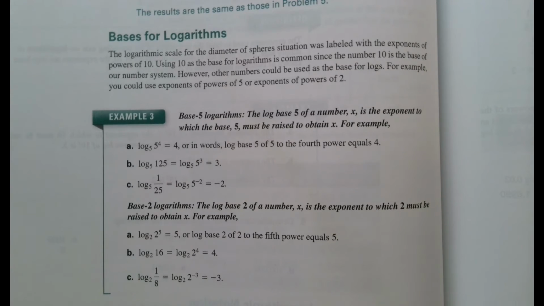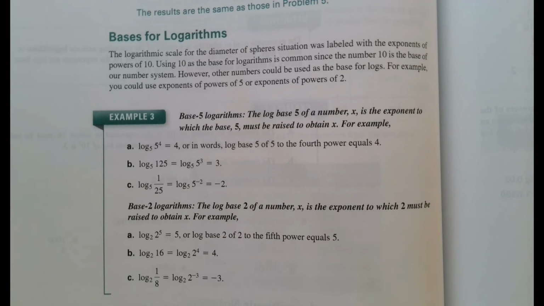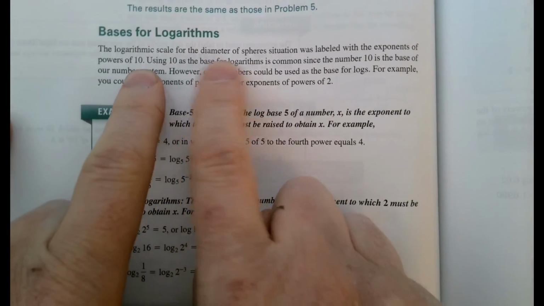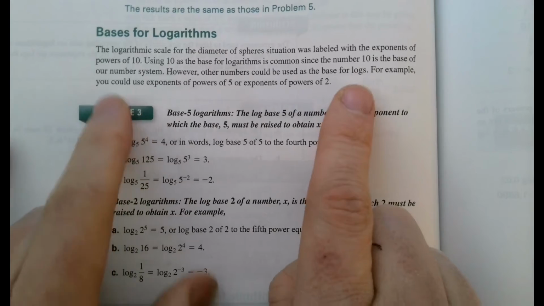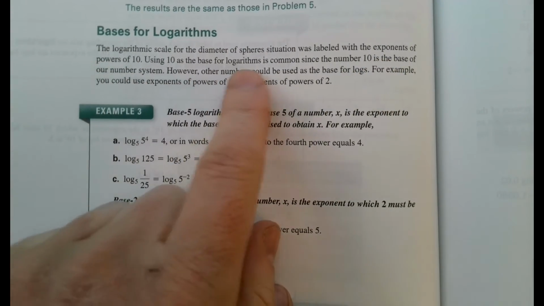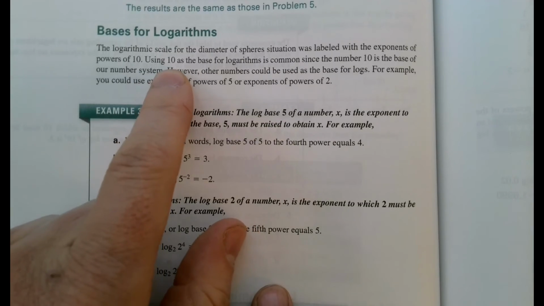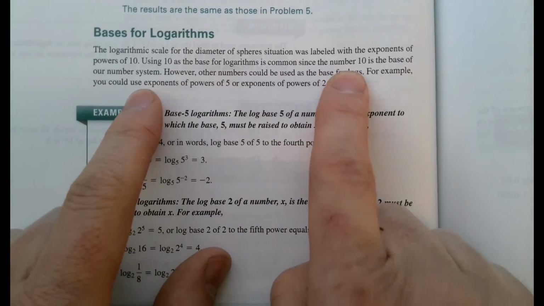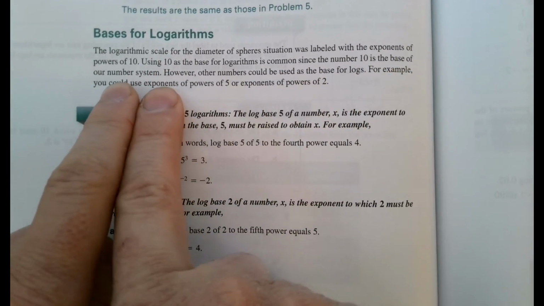So now we're going to talk about bases that are not base 10 for logarithms. And as I mentioned before, we can essentially put anything we want there. So for our logarithmic scale for the diameter of a sphere situation, we used exponents of powers of 10. Using 10 as the base for logarithms is common since the number 10 is the base of our number system, right?